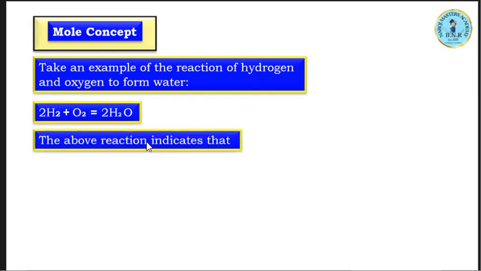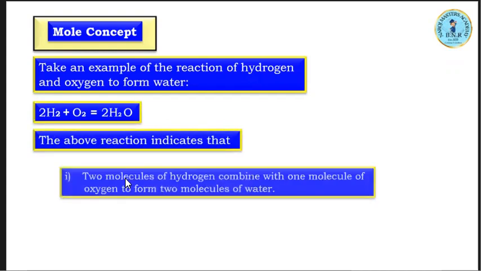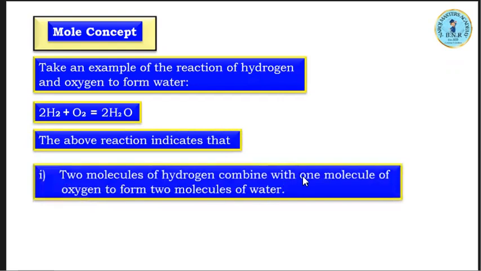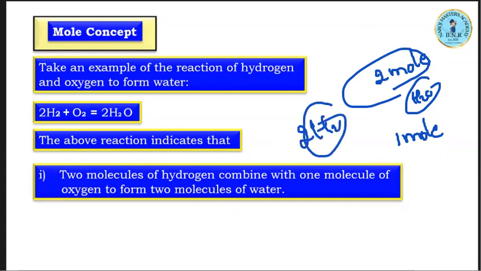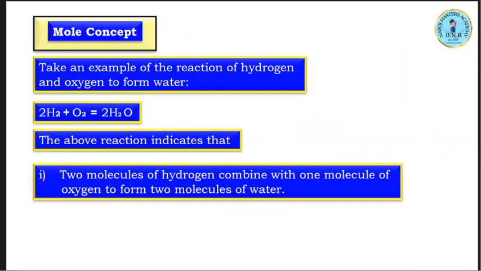The above reaction indicates that 2 moles of hydrogen combine with 1 mole of oxygen to form 2 moles of water. To form 2 moles of water, how many moles of oxygen are required? 1 mole. How many moles of hydrogen are required? 2 moles. Okay. Now look here, a very important point as well.